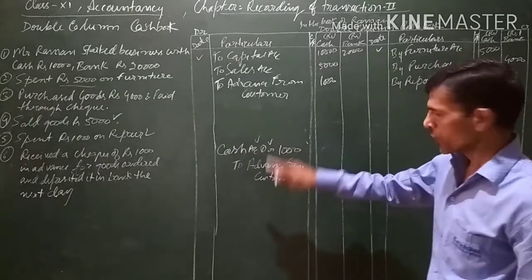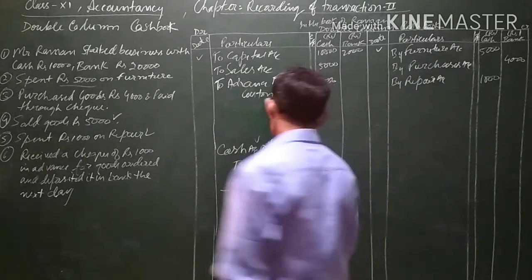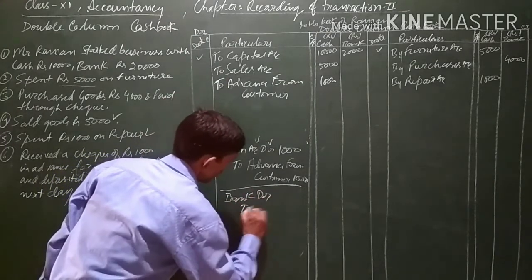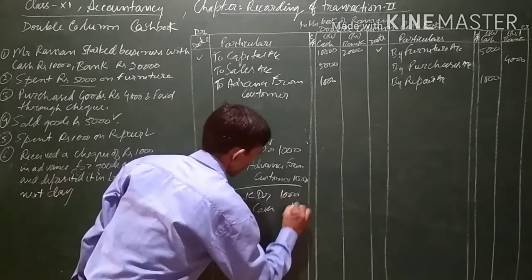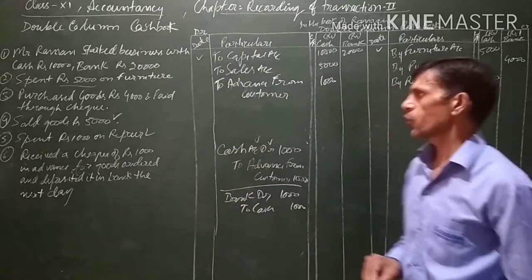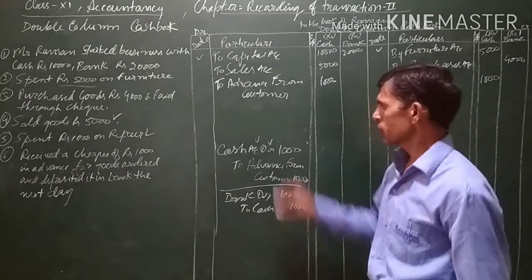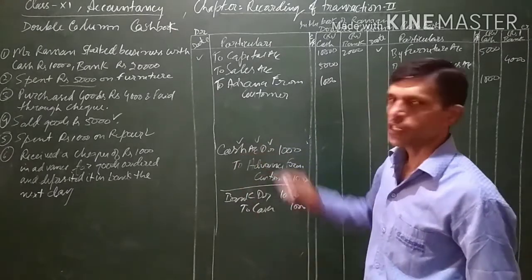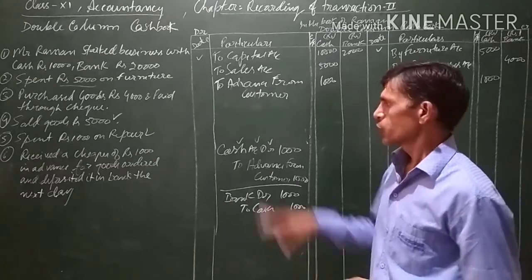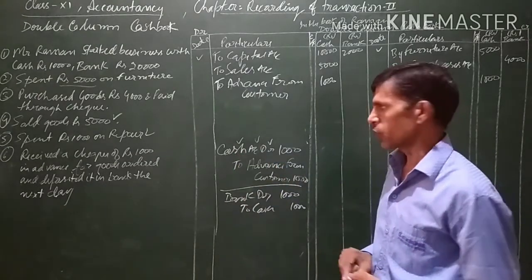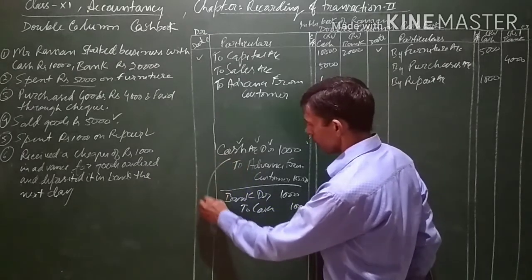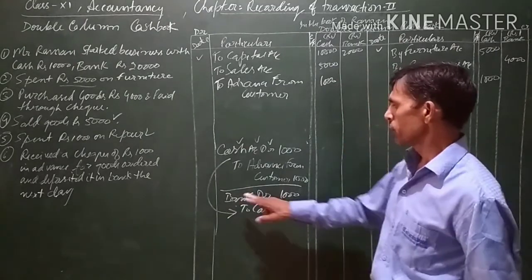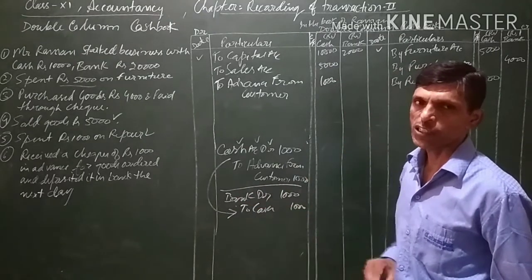Now, when this check will be deposited in the bank the next day, then in that case the entry will be bank account debit to cash account. Although this is not cash, this is a check which we have received, since the check has not been deposited into the bank the same day, instead of check we will be debiting the cash account. And when this check goes into the bank the next day, instead of check we will be crediting cash account, and we will be debiting bank account because on that particular day the bank balance will increase.